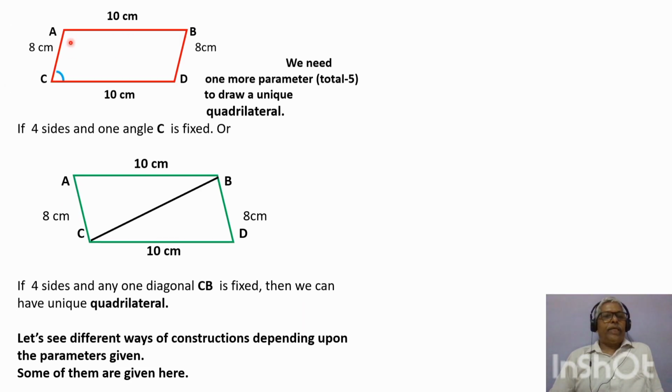So we have seen that out of 10 parameters that explain the quadrilateral completely, 4 sides, 4 angles and 2 diagonals, 4 parameters are not sufficient to draw a unique quadrilateral. We must have a fifth one also. Now in this case, we have all 4 sides and an angle. So this is a unique quadrilateral.